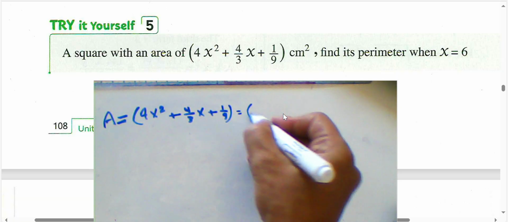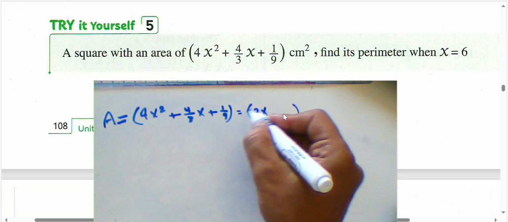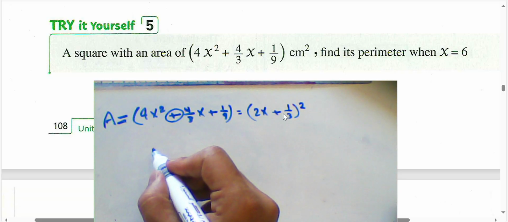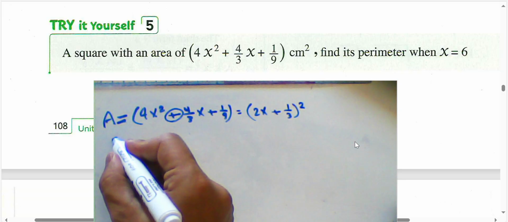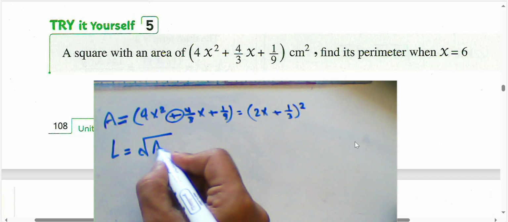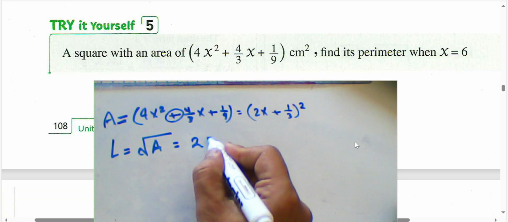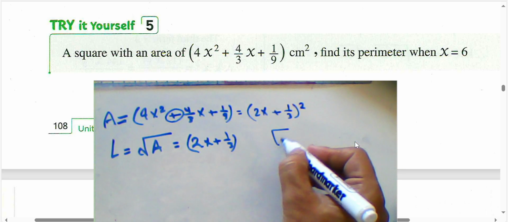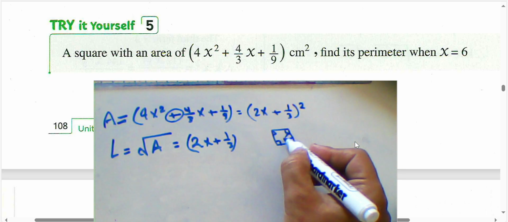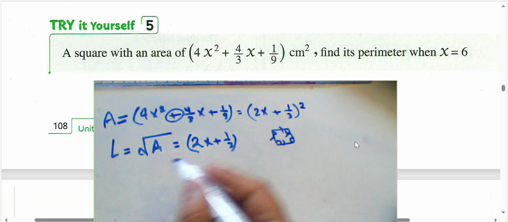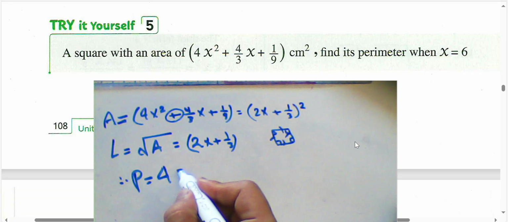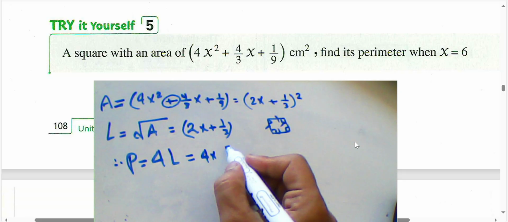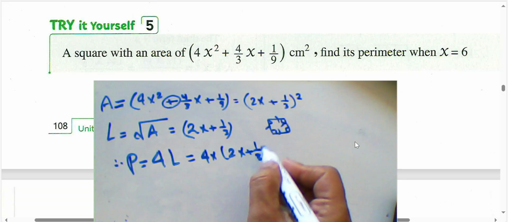Then we can simplify it, right? Square root of the first will be 2x and the third 1 over 3, and write the sign in the middle and then power 2. Okay, it's the area. Then the side length equal square root of the area. Then the result will be 2x plus a third. We have the length of the square. We know a square has 4 sides of equal length, and the perimeter of a square equals side times 4. So the perimeter equal 4 times the length. Okay, then the perimeter equal 4 times the length, here 2x plus a third.